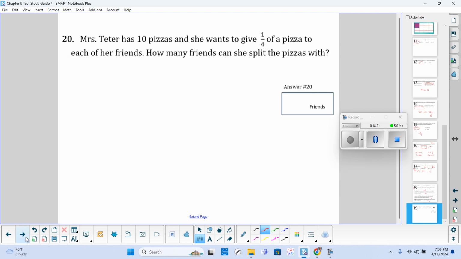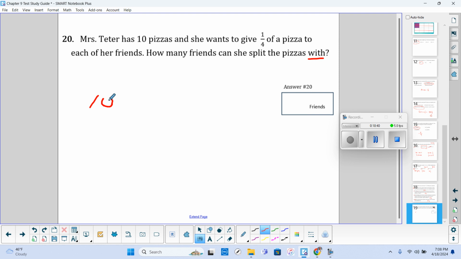And finally, Mrs. Teeter has 10 pizzas and she wants to give 1/4 of a pizza to each of her friends. How many friends can she split the pizzas with? Showed this question to Mrs. Teeter and she told me I cannot end a sentence with a preposition, so good thing I teach math.